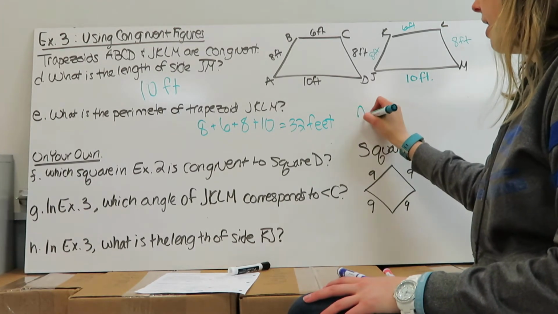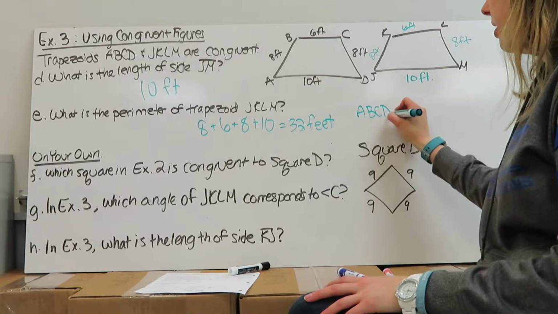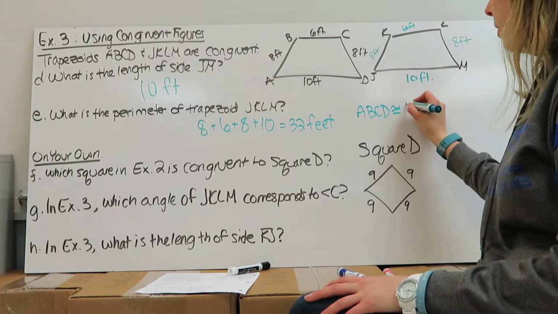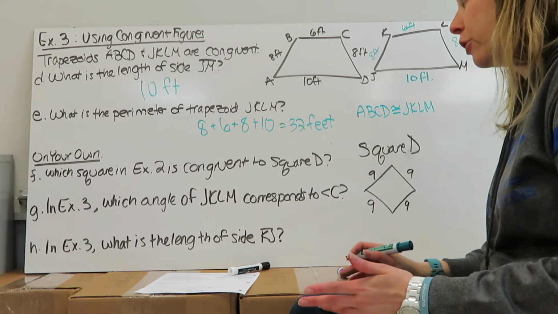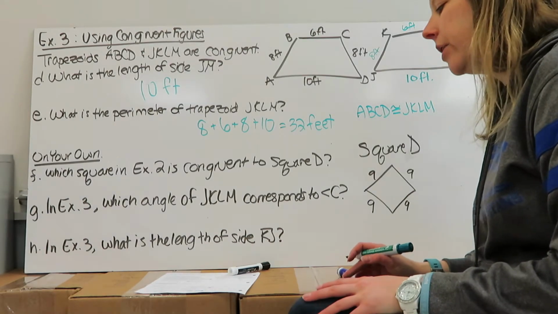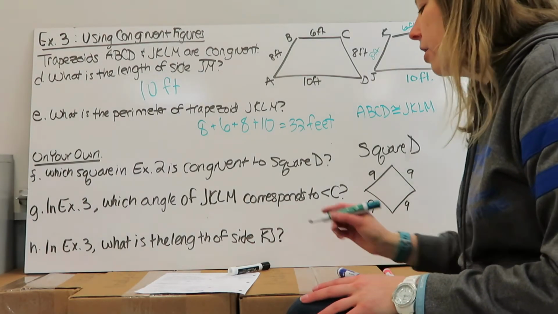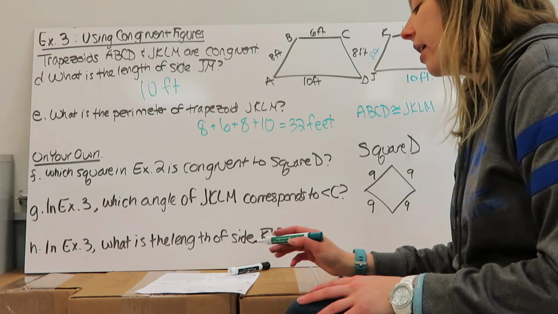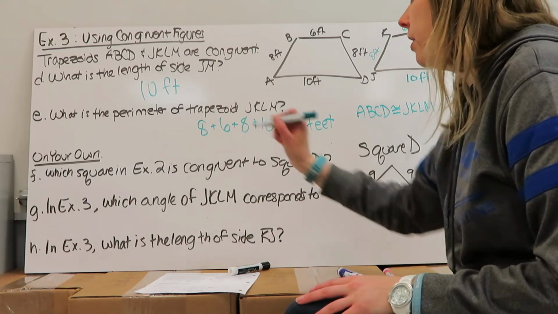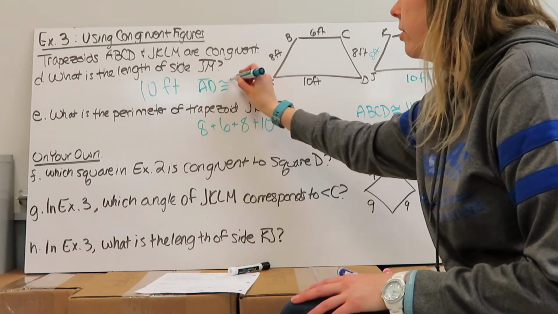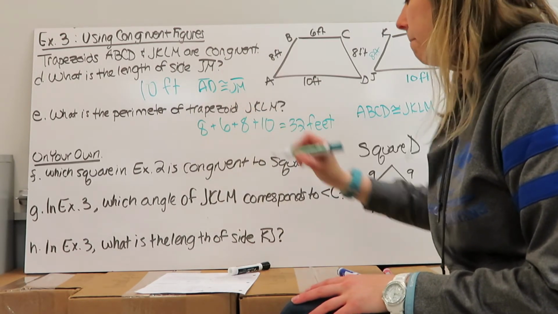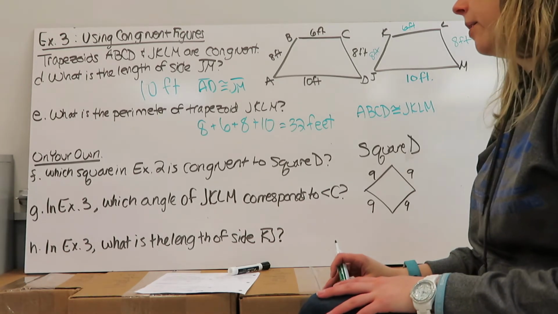I'm going to add in that ABCD is congruent to JKLM, those trapezoids, just to give me some extra information. And for letter D, I'm going to also do that same thing. So I know that the side length JM is 10 feet because the side length AD is congruent to the side length JM.